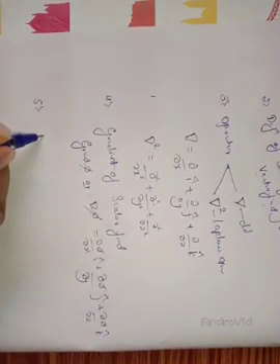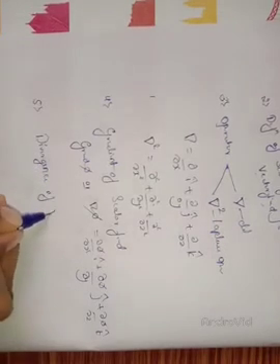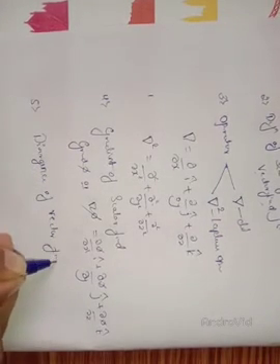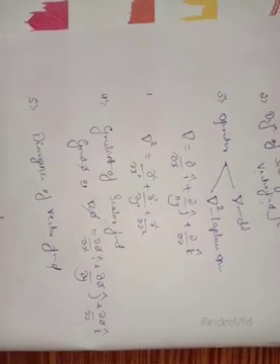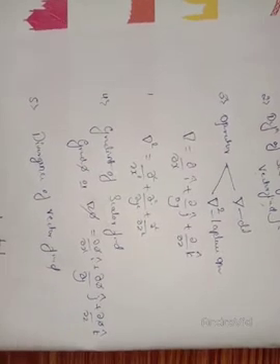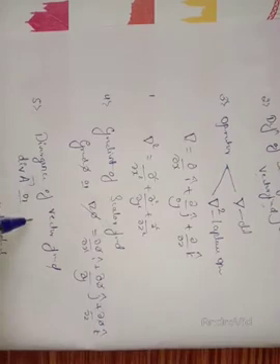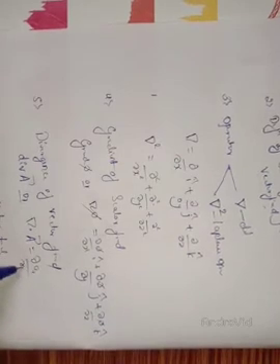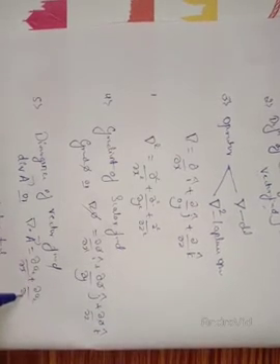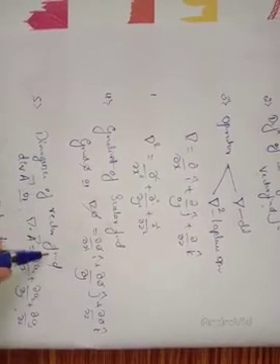Fifth point, you have learnt about divergence of a vector field and curl of a vector field. What is the divergence of a vector field? It is denoted as div A or del dot vector A. Del dot vector A equals dou A1 by dou x plus dou A2 by dou y plus dou A3 by dou z. This is the definition of divergence of a vector field.